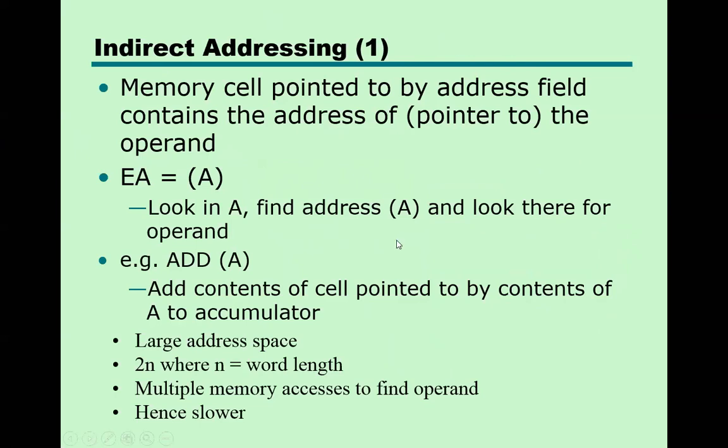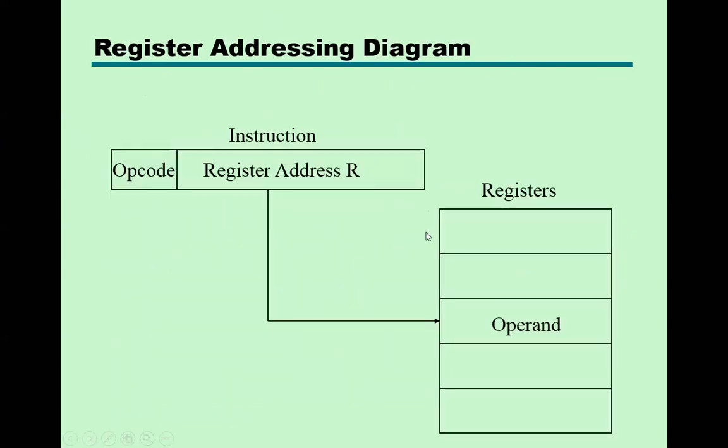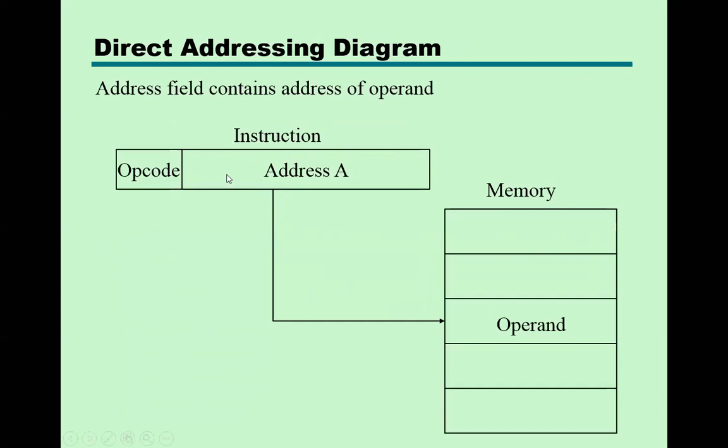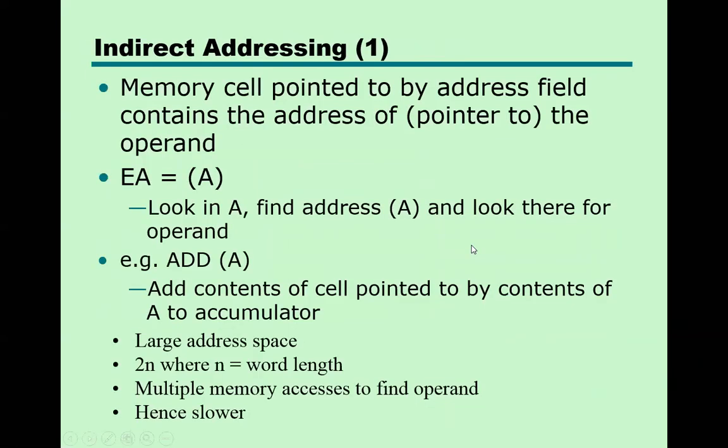So hence indirect addressing is slower because multiple times you have to access the memory. Now the next is register addressing mode. It is similar to your direct addressing mode. If you see here, the register addressing is very similar to this diagram. Only you will find a difference here. Instead of memory, there is a register. Otherwise, it is exactly the same.